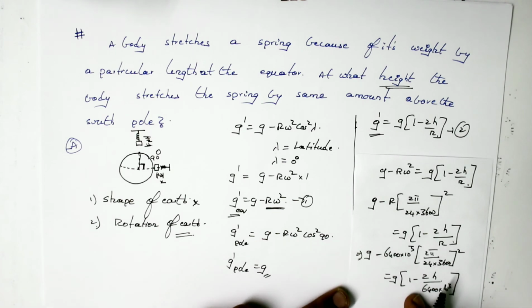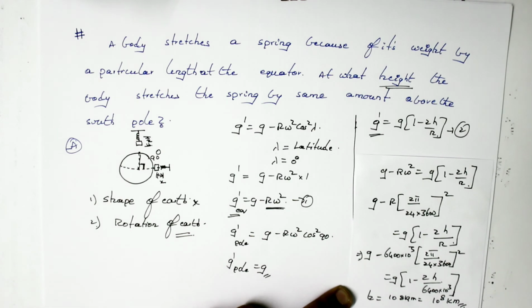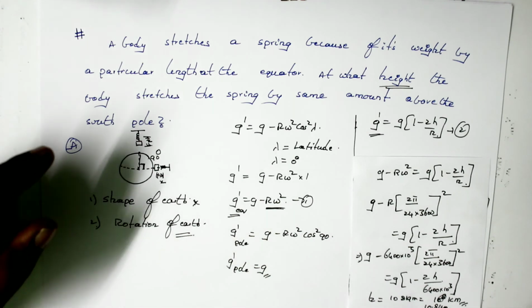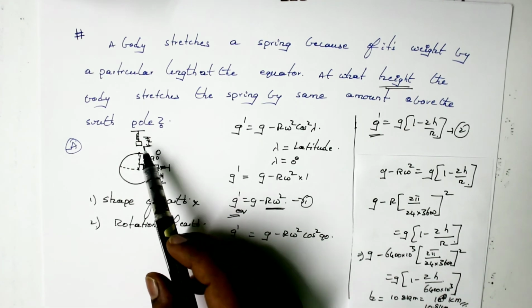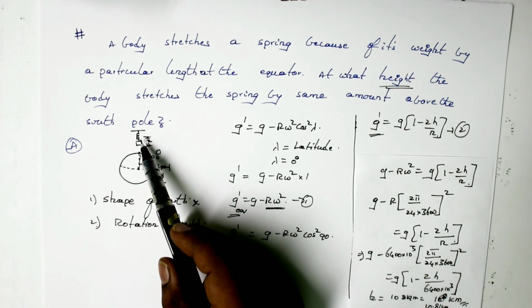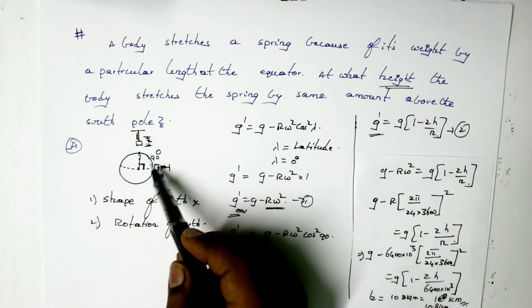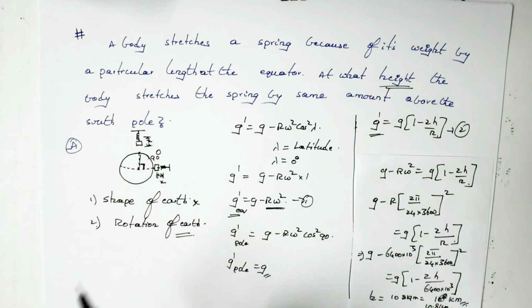If I do all this calculation, finally I will get the h value, which is equal to 10819 meters, or you can approximately write it as 10.8 kilometers. So this is our answer. It means this is the height at which I have to take this spring and mass system above the surface of the pole, so that the g value will become equal to the same value that exists at the surface of the earth near the equator also.